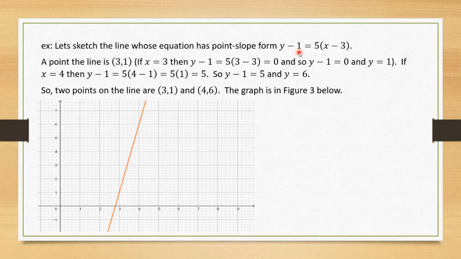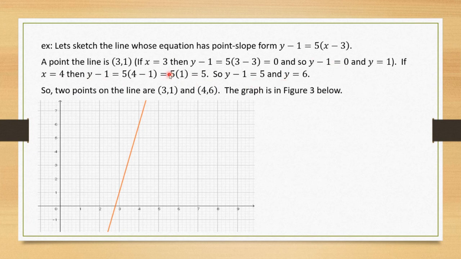But we need another point on that line. No big deal. You could take x to be anything. I took x to be 4 for fun. And if x is 4, then in the equation we have y minus 1 is 5 times 4 minus 1, which of course is just 5. So y minus 1 is 5, that forces y to be 6. I didn't show the calculation, but I really hope you can see it now.